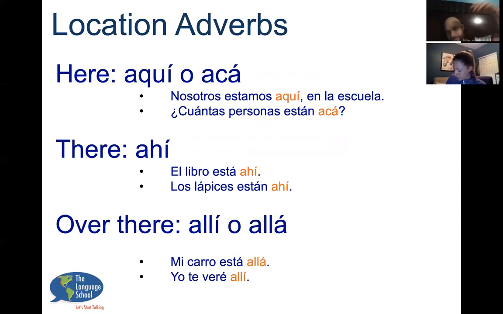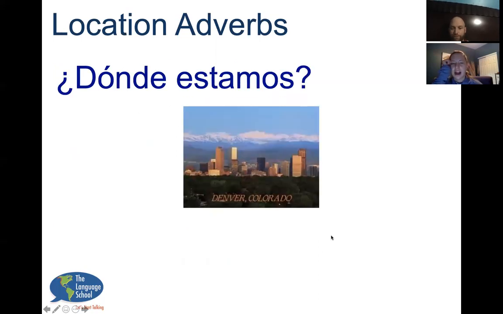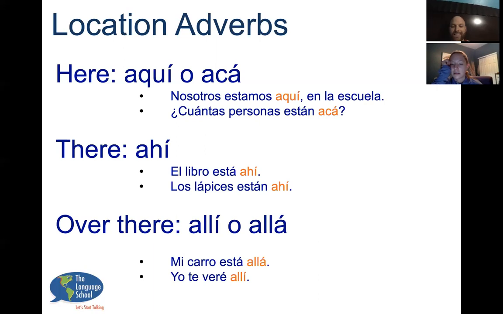If you want to say like over there, with the idea that there's more distance, maybe something's not directly in the same room with you. You're talking to somebody on the phone about something over at their house, or you're talking about something that's at a different city or state or something like that. You would typically say either allí or allá. Por ejemplo, mi carro está allá. My car is over there. Yo te veré allí. I'll see you over there. So say allá or allí.